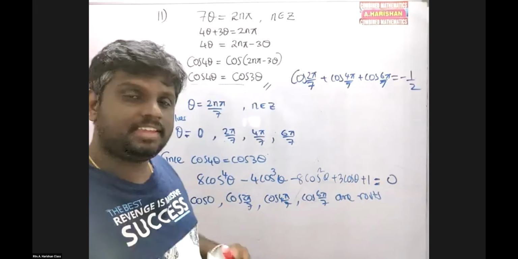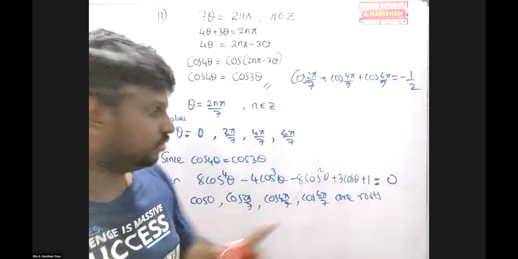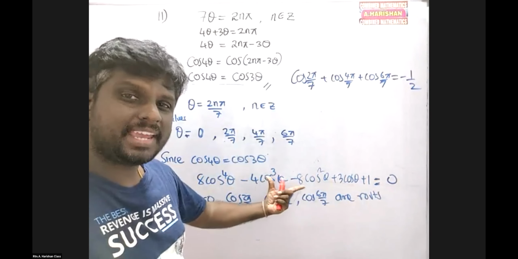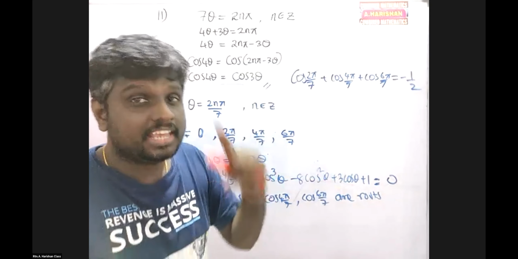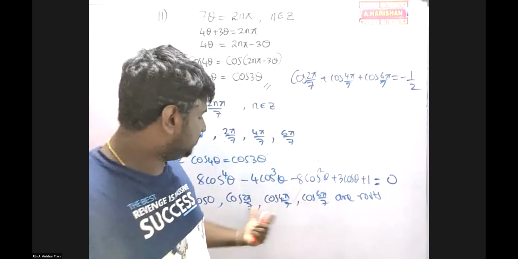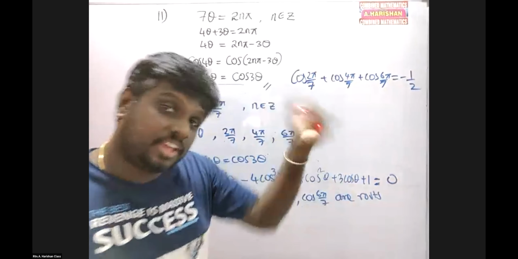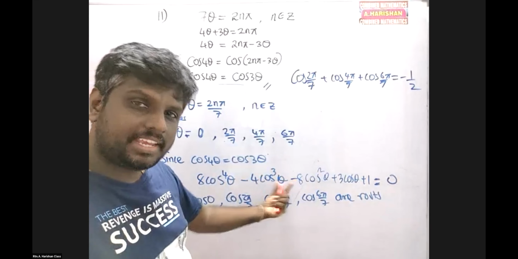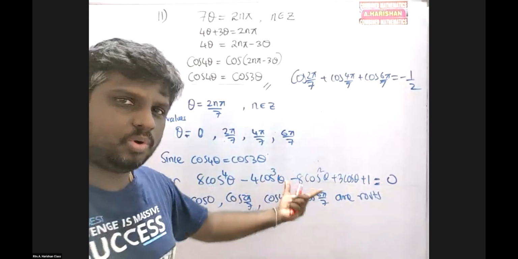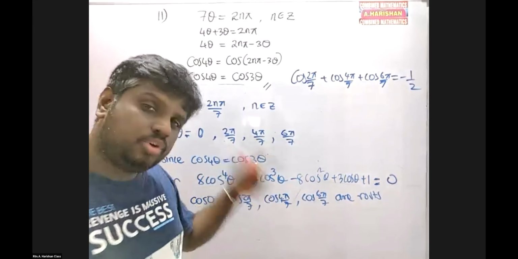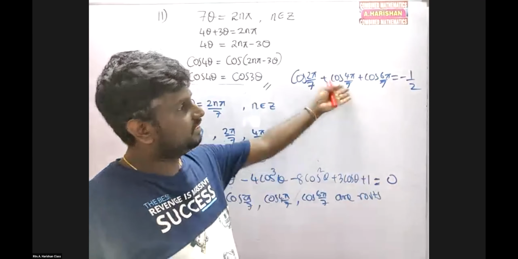Some students will find that cos 0 is a solution, that means 1 is a solution to this. So they can take cos theta minus 1 as a factor. Then you can factorize the other one, and you will get a cubic equation as the quotient. The roots of that cubic equation will be these three: cos 2 pi by 7, cos 4 pi by 7 and cos 6 pi by 7. For that, if you write the summation of roots, this is the answer.